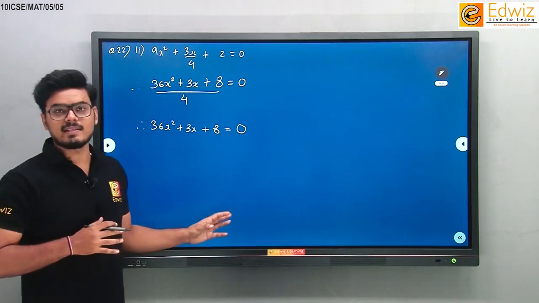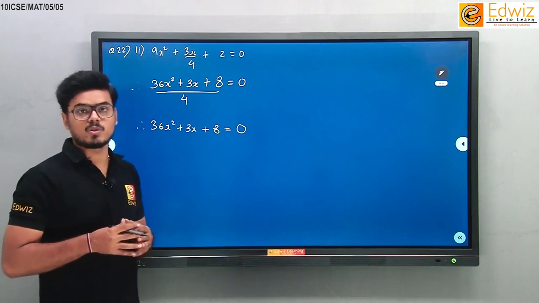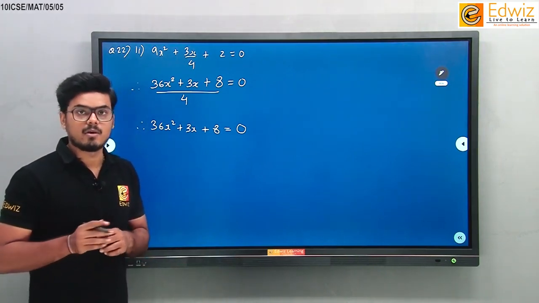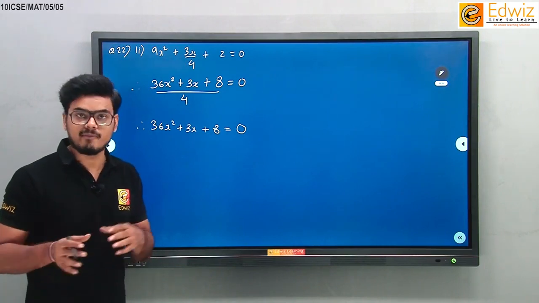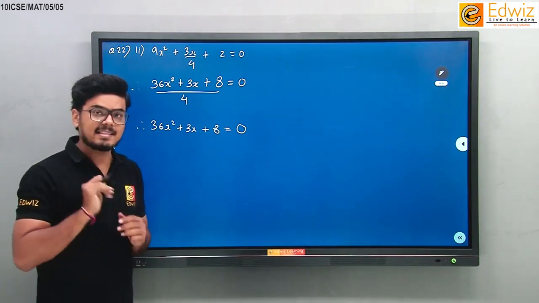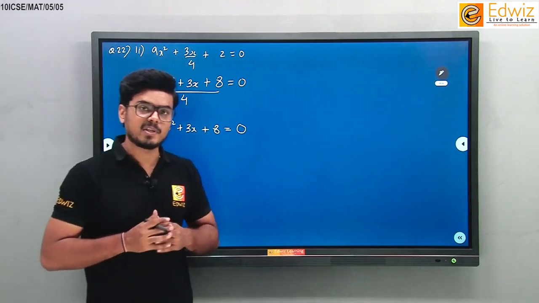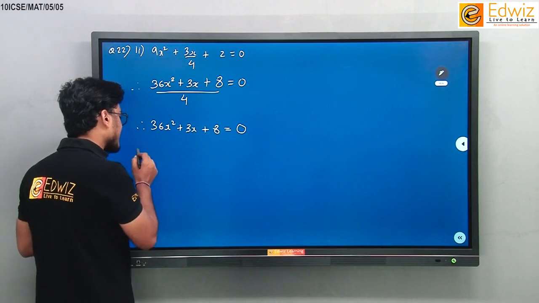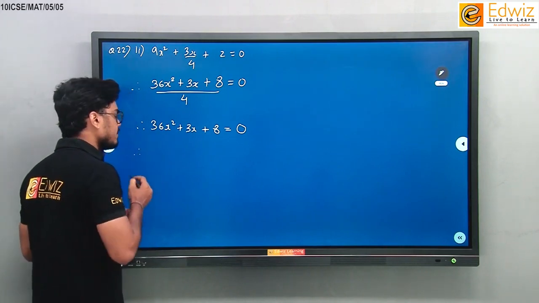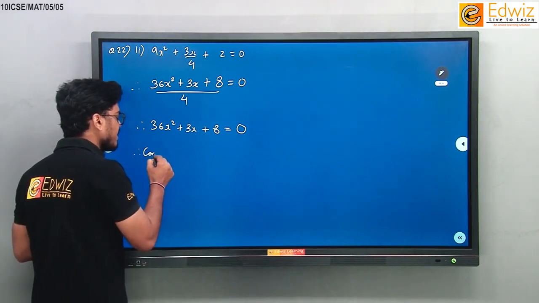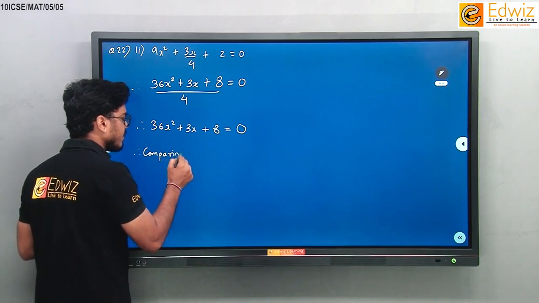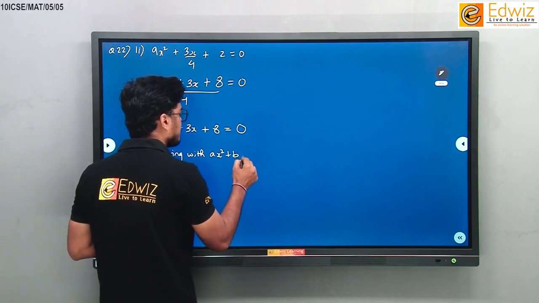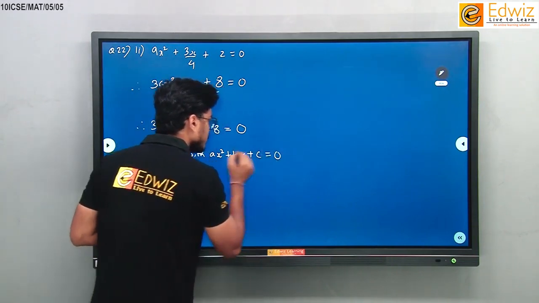Now before solving this, we have to check whether it is possible to solve it. How do we check? We know that if b square minus 4ac for any quadratic equation is less than 0, then that particular equation does not have real roots. So let us check the value of b square minus 4ac here. First we will compare with the standard form, comparing with ax square plus bx plus c equal to 0.